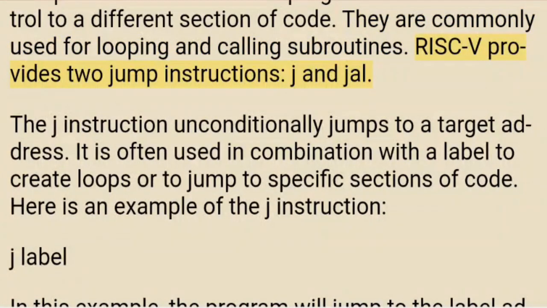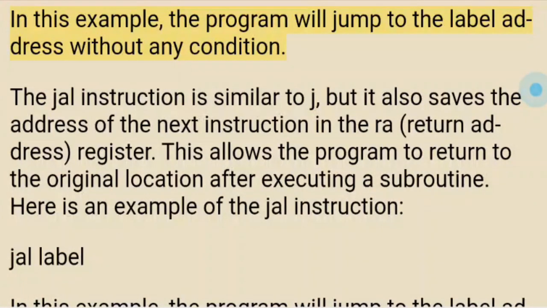RISC-V provides two jump instructions, J and JAL. The J instruction unconditionally jumps to a target address. It is often used in combination with a label to create loops or to jump to specific sections of code. Here is an example of the J instruction. J label. In this example, the program will jump to the label address without any condition.